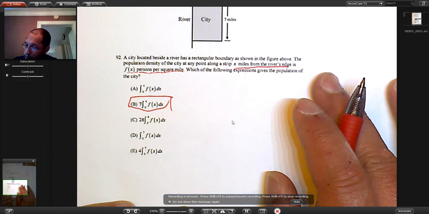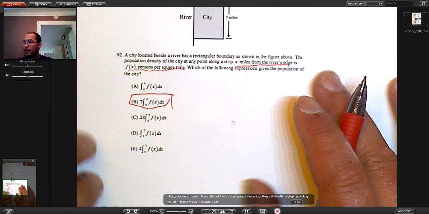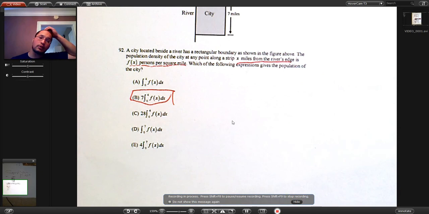Oh, goodness. Alright, that concludes the multiple choice portion. I'll be posting this soon. That took me a really long time. I'm going to grade this later. We'll grade later.